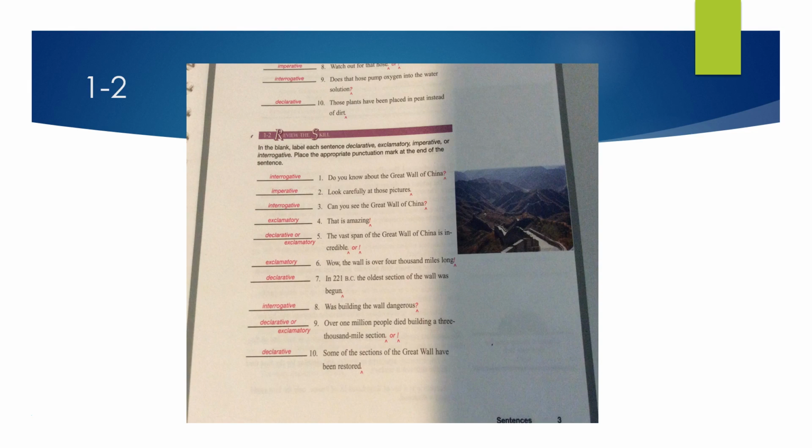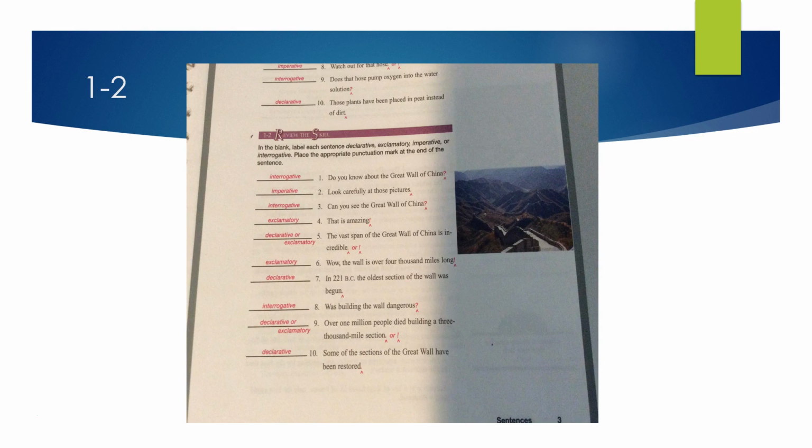5 and 9 are good examples of sentences that can be declarative or exclamatory, depending on how excited you are. Maybe you don't care about the Great Wall of China. First of all, you're racist. Second of all, I don't have a second of all. That's it. That's all I got. But depending on how excited you are, that's that. Okay? So get those answers down.